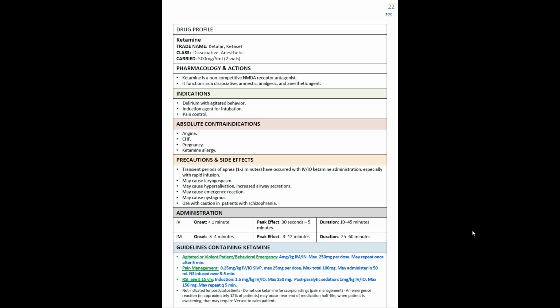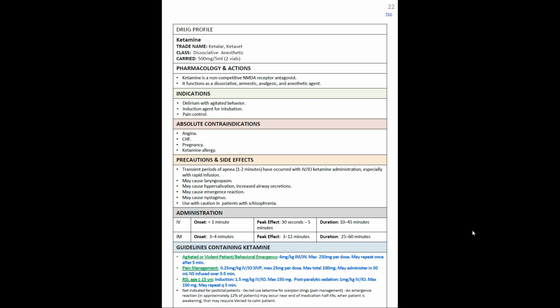For pain management, we're giving small doses: 0.25 milligrams per kilogram IV/IO, slow IV push, to a max of 25 milligrams per dose, to a maximum of 100. A way you can think about giving this slowly is diluting it into 50 mLs. You can put it in the bag and infuse it slowly over 3 to 5 minutes, or you can dilute it in a syringe and give it slowly. Just make sure you're giving it slowly, not doing rapid IV bolus pushes.